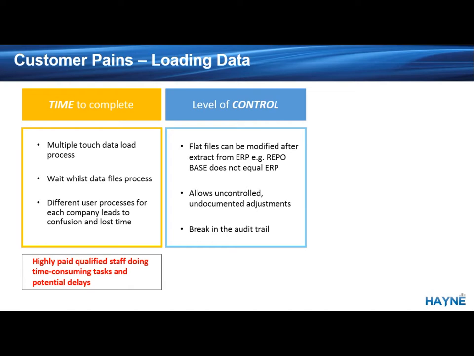In terms of level of control, as we've seen, flat files can be modified after extract from the ERP system, which gives us that problem where repo base does not equal the ERP. And in effect what we're doing is we're allowing uncontrolled and undocumented adjustments to the system, and this has a consequential break in the audit trail. So we have a loss of control. It's more costly, it's less accurate, and we have a slower financial close.